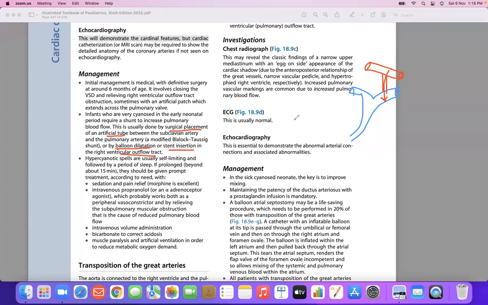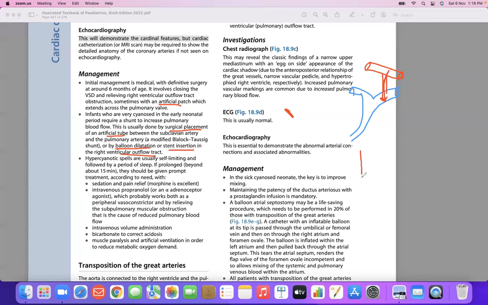So before going to the definitive surgery, which involves the closure of VSD and release of the right ventricular outflow tract obstruction by using an artificial patch, if the child is cyanosed in the neonatal period, you will consider BT shunt.